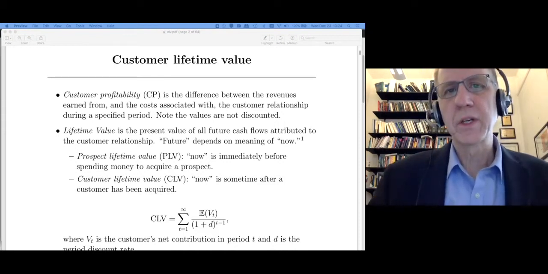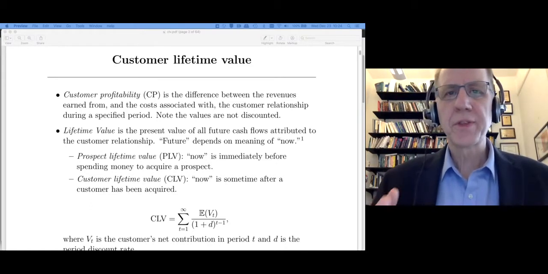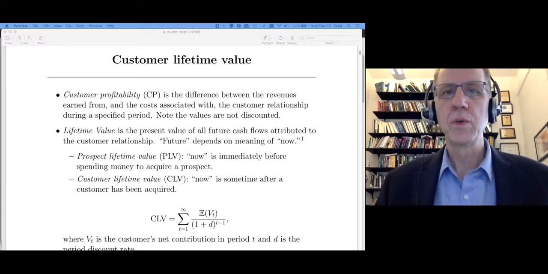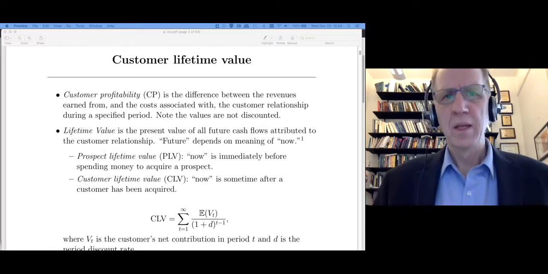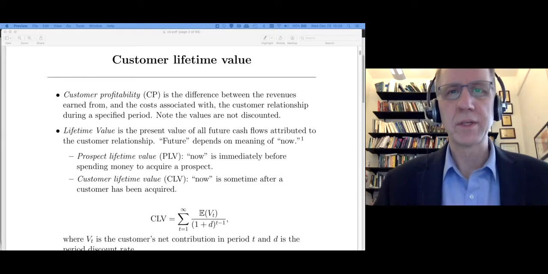This video is going to introduce the concept of lifetime value. The way you should think about lifetime value is that it's the expected amount of profit that you will derive from a customer relationship into the future. Let me begin by offering an example for why this might be an interesting concept to use.